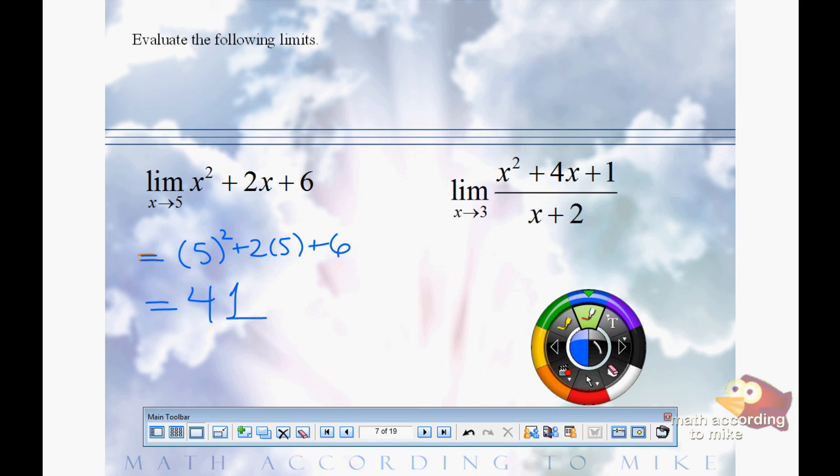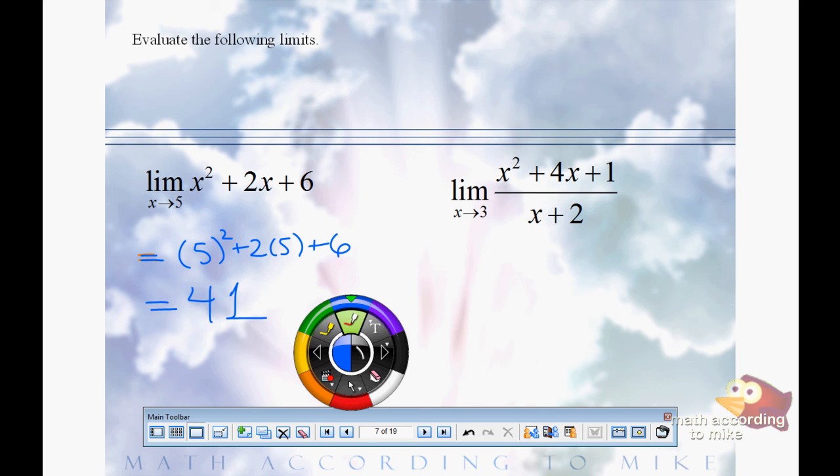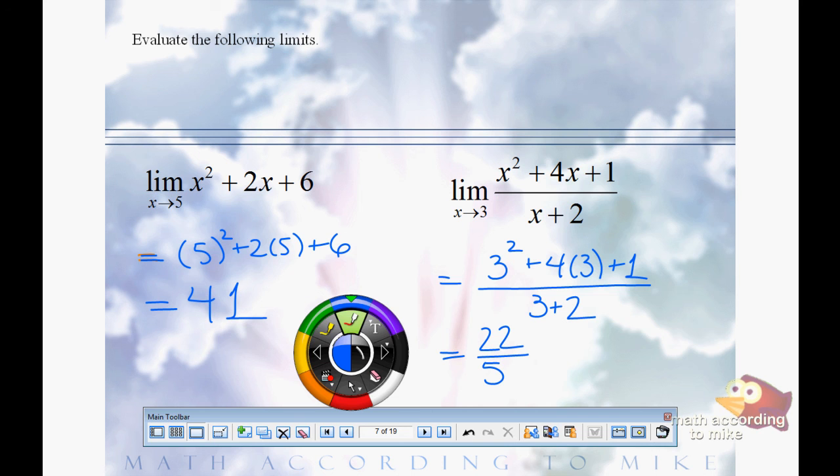How about our second one? We're approaching x to be 3. We'll do the same thing here. We'll have 3 squared plus 4 times 3 plus 1 all over 3 plus 2. Do we get a number? 22 fifths? Awesome. We're done. Hooray. So the first one says as x approaches 5, the y values get closer to 41. The second one says as x approaches 3, the function gets closer to 22 fifths.